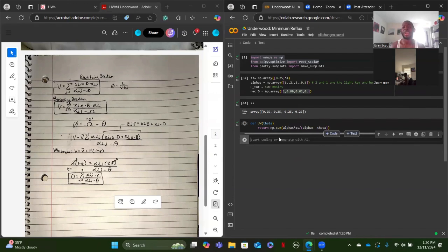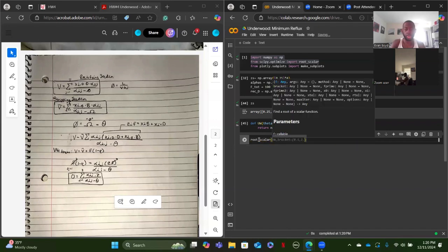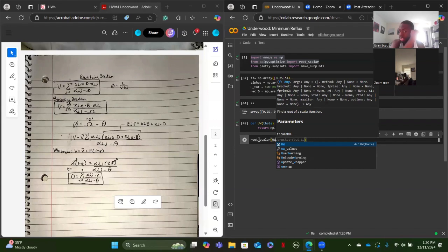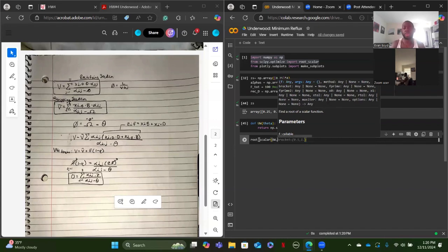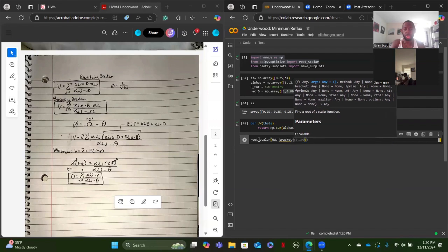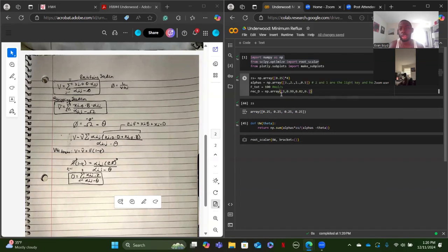We have our Underwood. And now what we want to do is put this into a root_scalar. So we'll root_scalar this. All we do is put our function, so our Underwood, and we don't need anything else, we don't need an argument or a method. We do need brackets though for the range we're trying to search. So we need parameters, and our parameters will be our light key and heavy key. So it'll be between our two and one for our light key and heavy key.